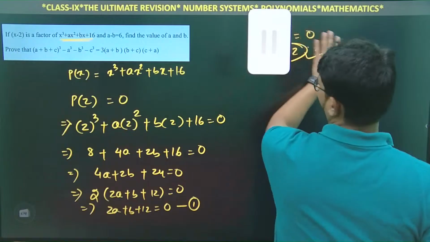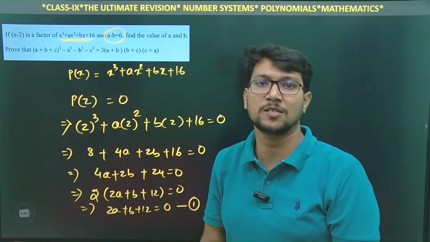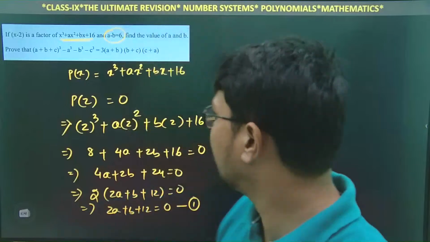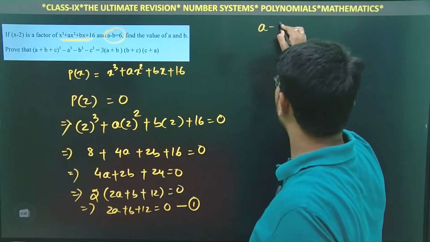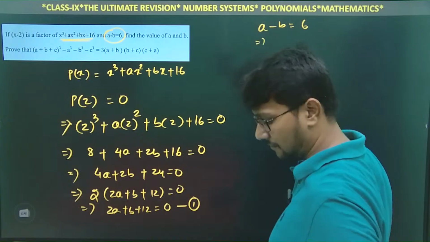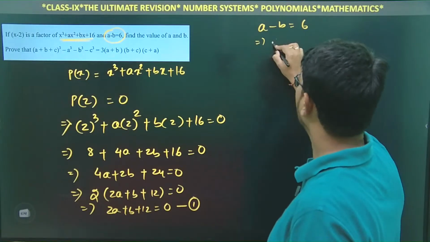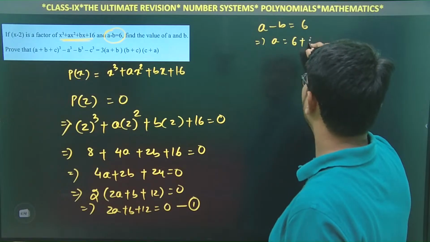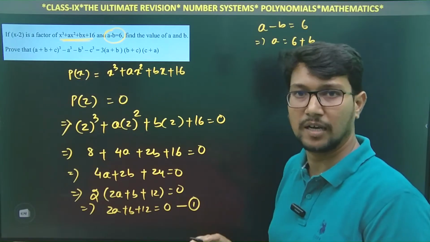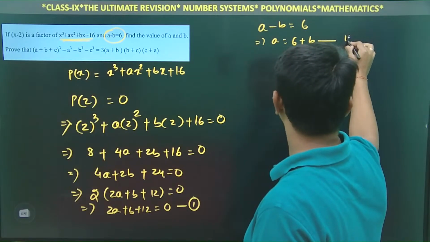But check, it is given here a minus b equals 6. A minus b is how much? 6 is given. From here, what is the value of a? a equals 6 plus b. Got it, everyone? So this is equation number 2.